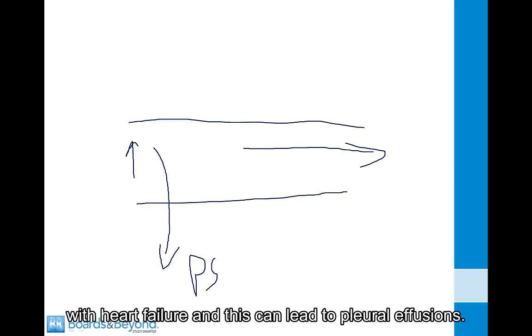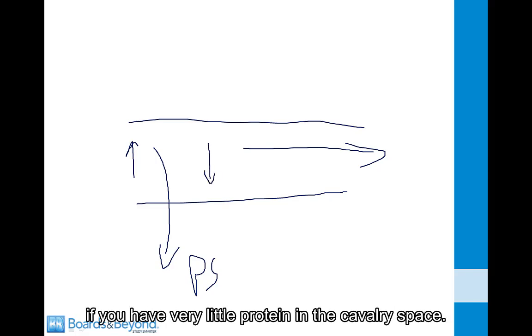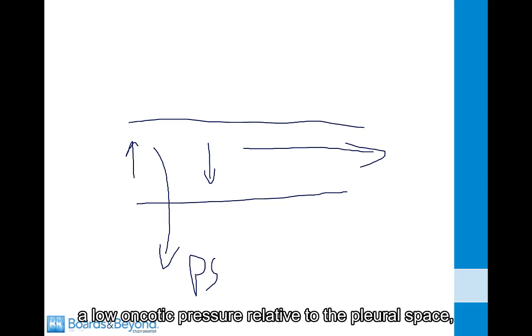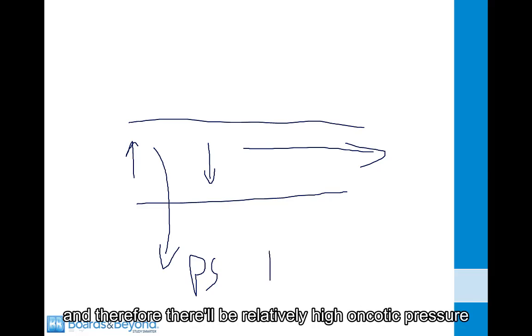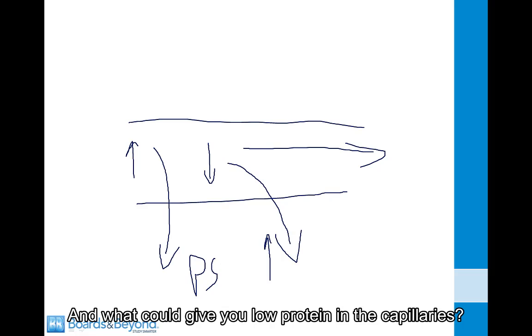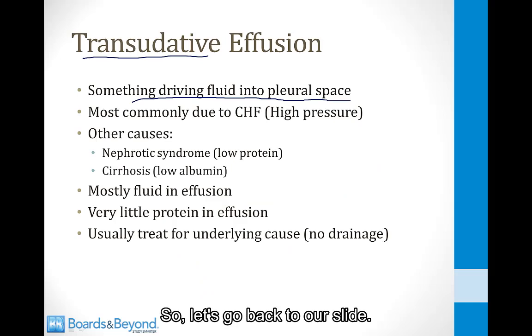The other way you can get a pleural effusion is if you have very little protein in the capillary space. If you have low protein here, it creates a low oncotic pressure relative to the pleural space, and therefore there'll be relatively high oncotic pressure out here, and that will tend to draw fluid out into the pleural space. And what could give you low protein in the capillaries? Well, nephrotic syndrome can give you low protein, and so can cirrhosis. So let's go back to our slide.